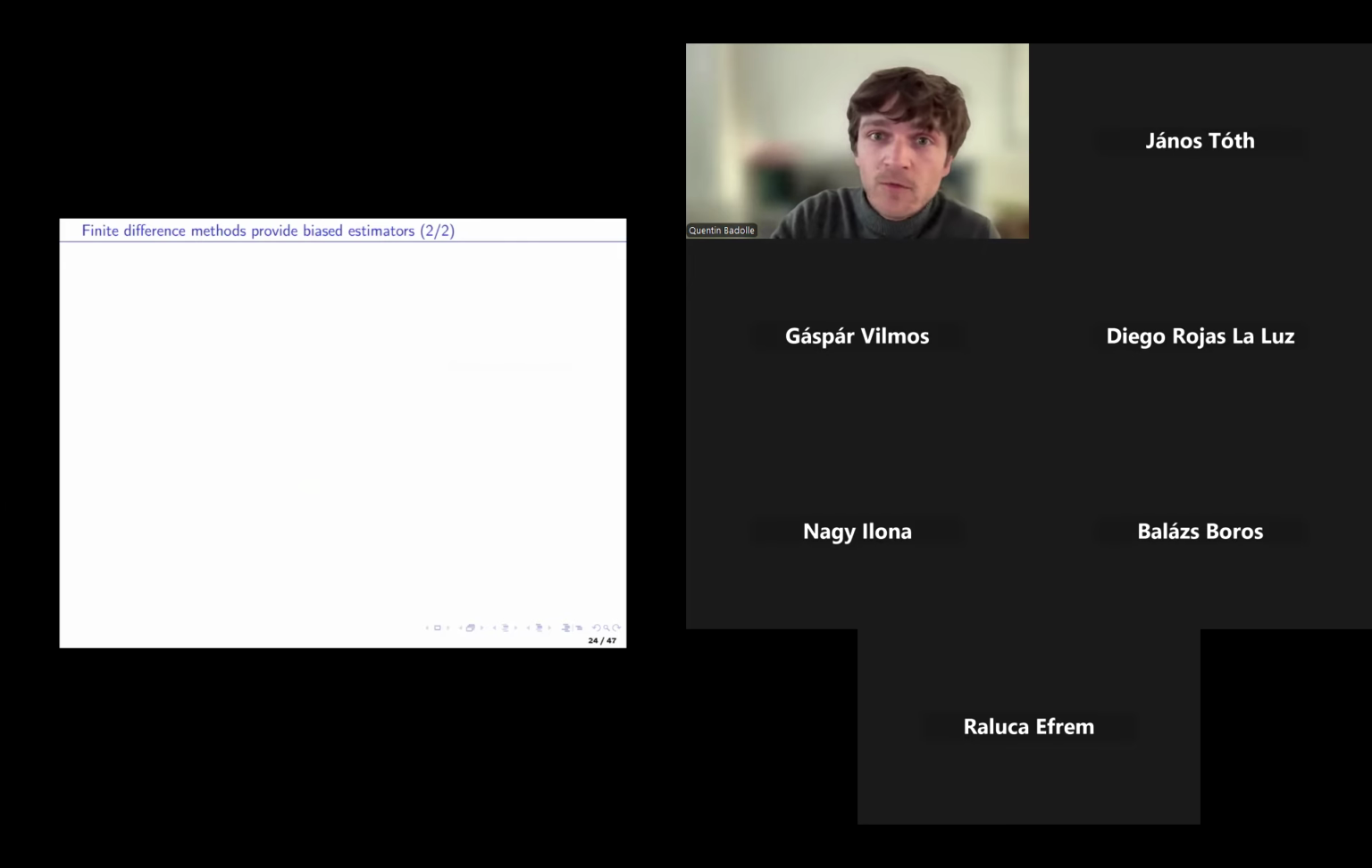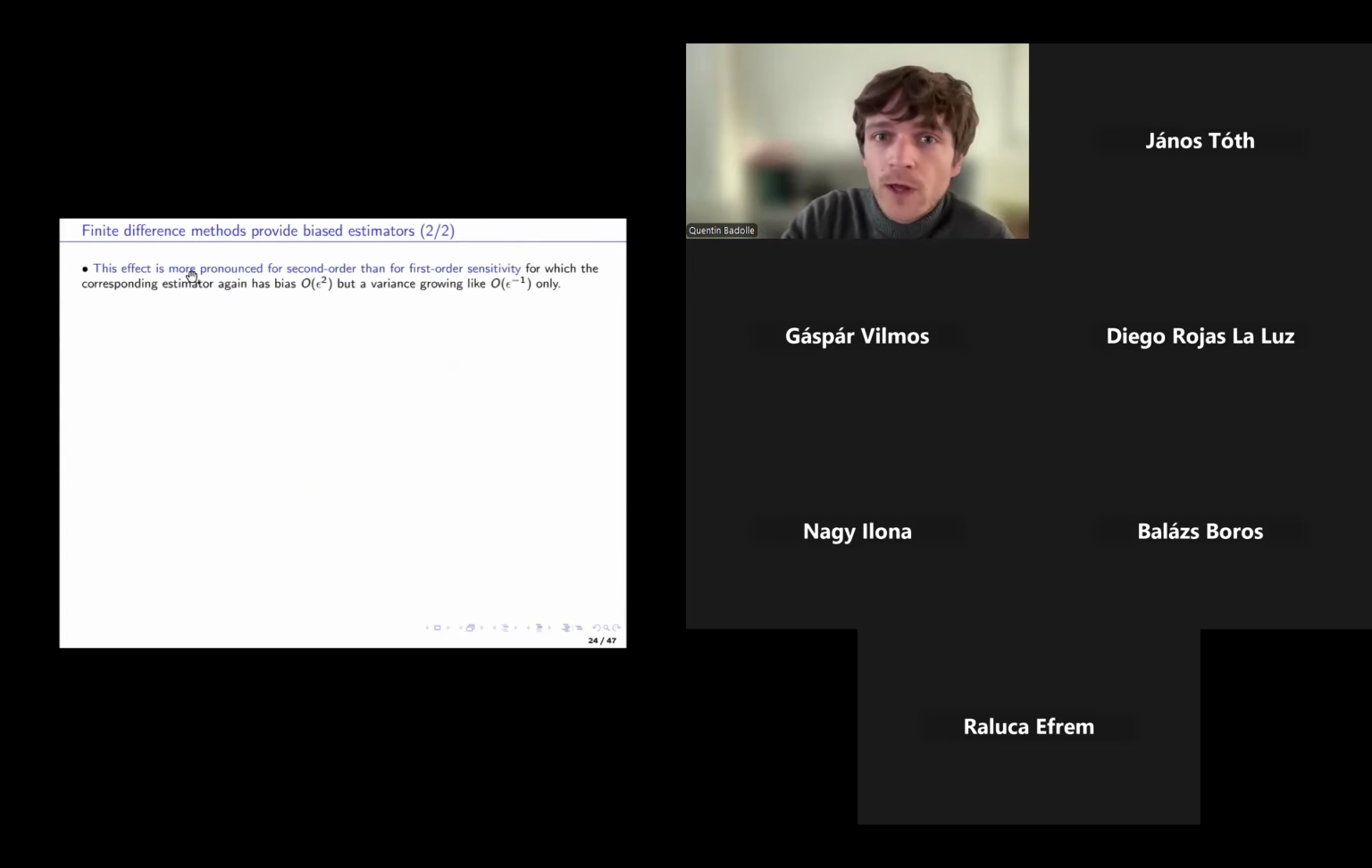And so this was also the case if you consider first order, but it's actually much more pronounced for second order sensitivity than for the first order, where you also had a bias of epsilon squared, but the variance was only growing at epsilon to the minus 1. And for second order, what I mentioned is of order epsilon to the minus 3.